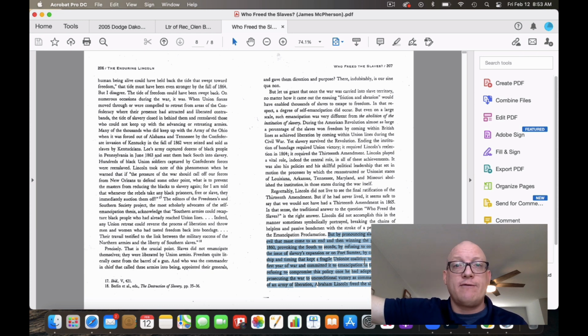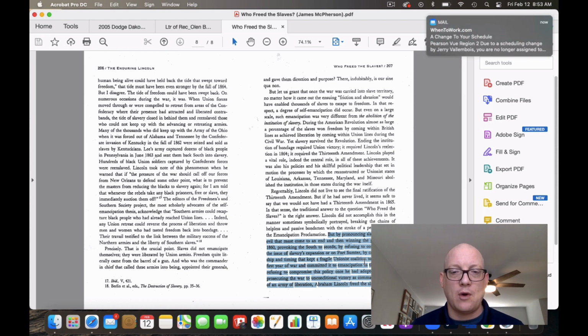That Lincoln stood firm on. And they thought, well, then the next thing to come is Congress is going to get packed with free soilers, and then they're going to come for our slaves. All right. So that's number two.